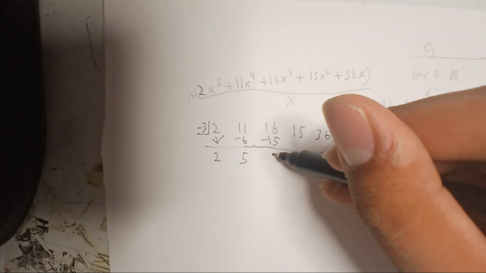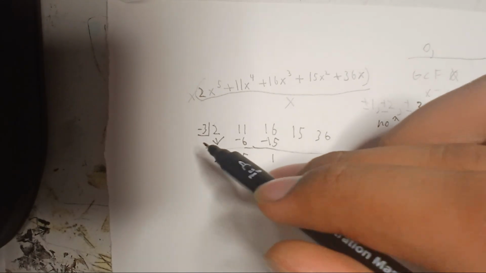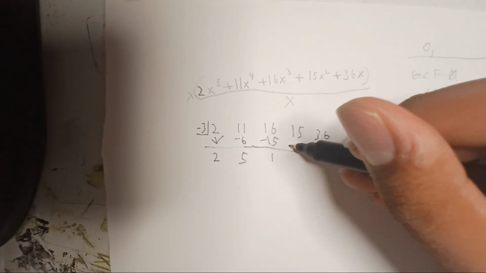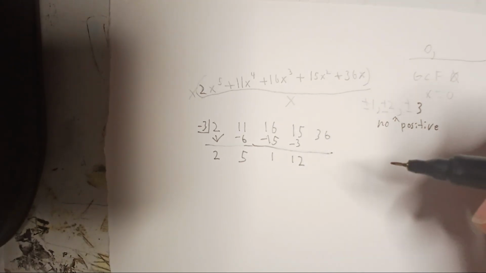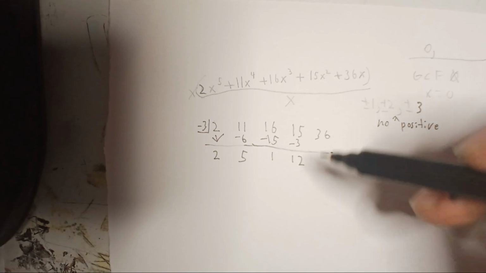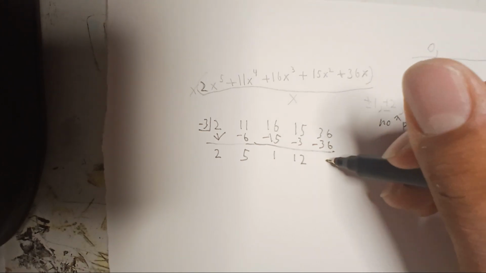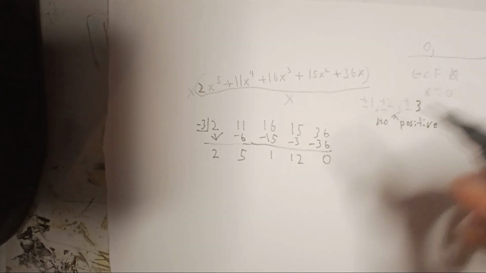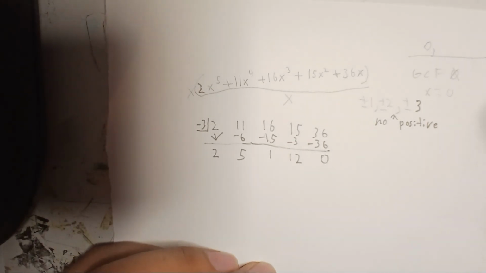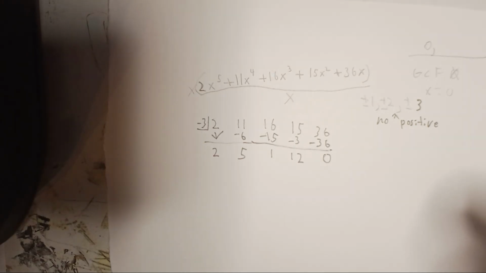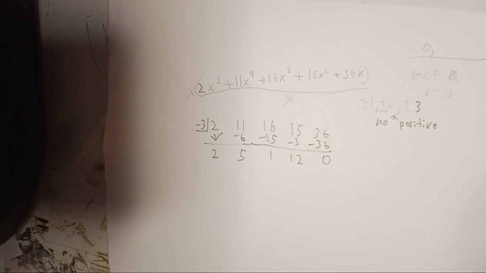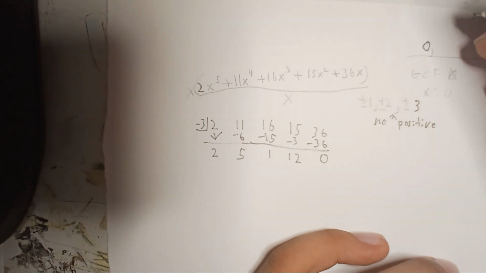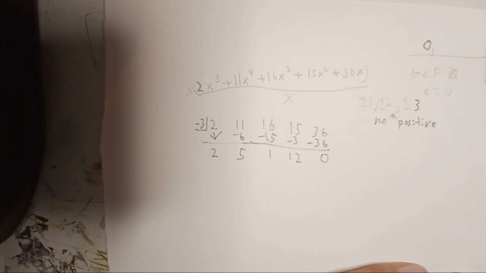That makes it 1. And then you do 1 times -3, which is -3. You add that, which is 12. Negative 3 times 12 is negative 36, which means it's a factor. So, negative 3. If it were asking for the linear functions, then it would be x plus 3. But it's just asking for the factors in this case. So, negative 3 is an answer.